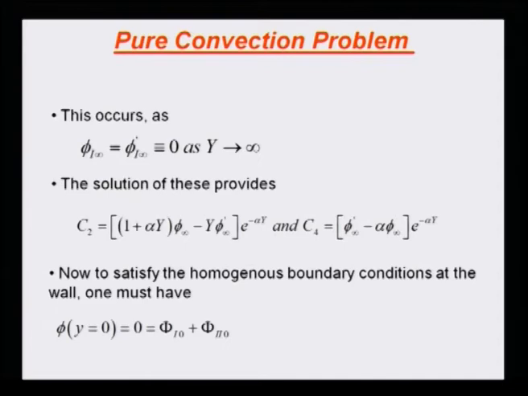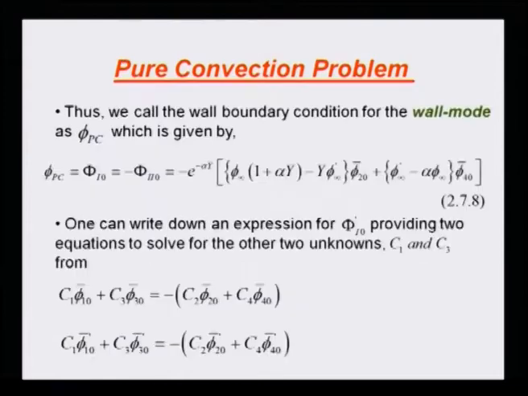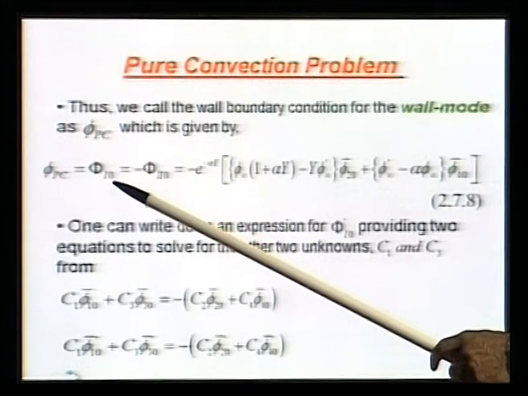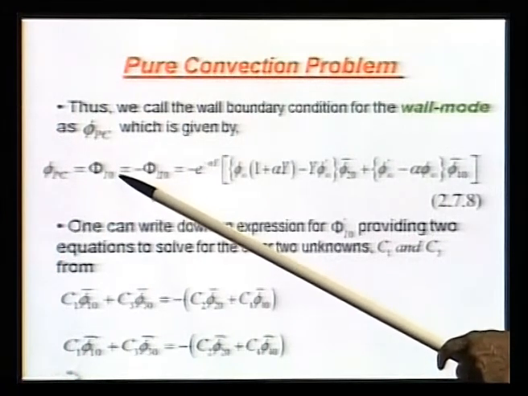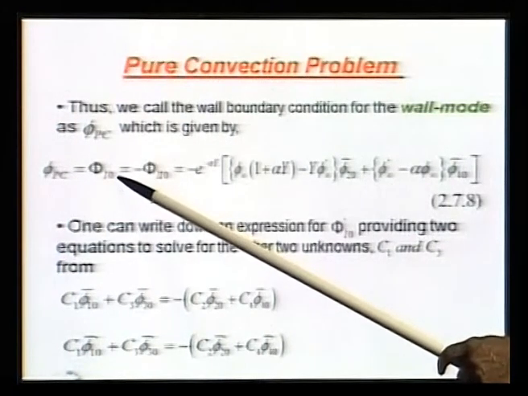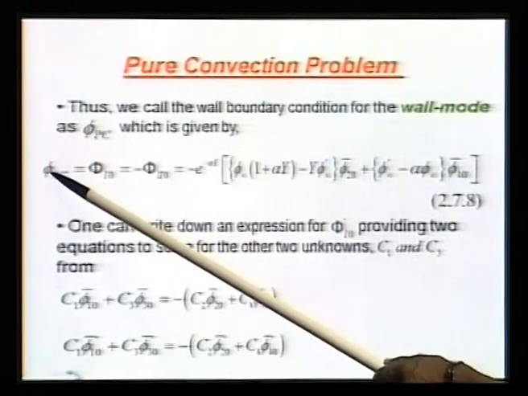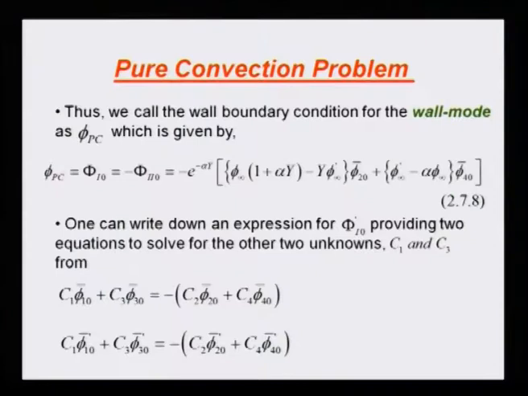So this is your condition for phi at the wall. You go ahead and write this as the wall boundary condition for the wall mode. That's what we said as capital phi of I. So that's your boundary condition. That's why I have given additional subscript 0. And this I am writing on purpose as phi subscript PC.